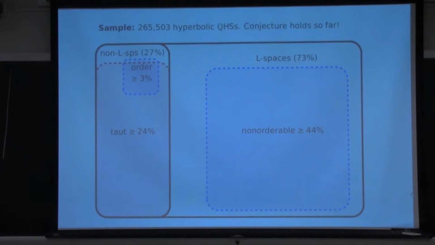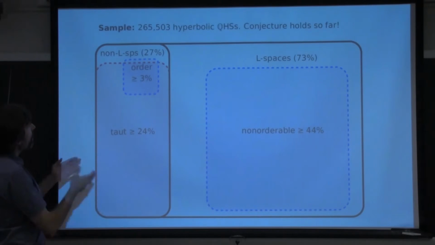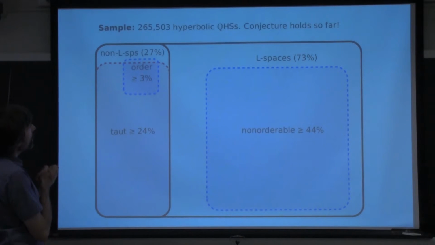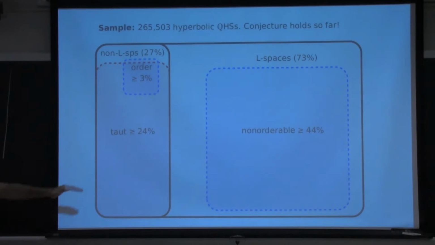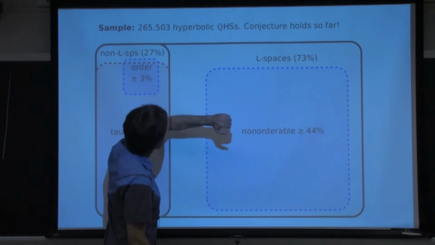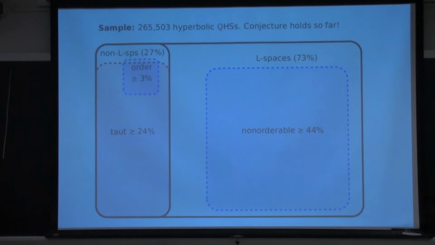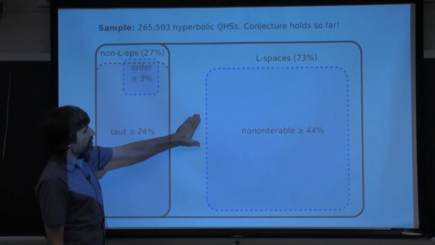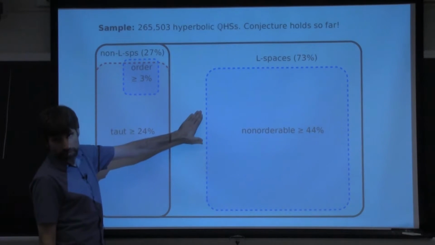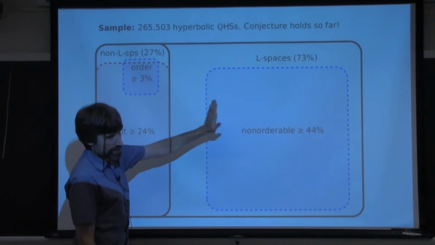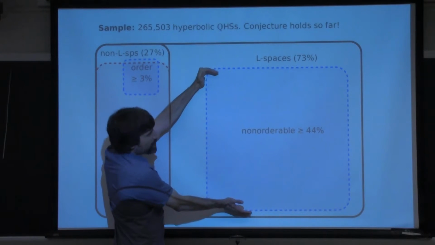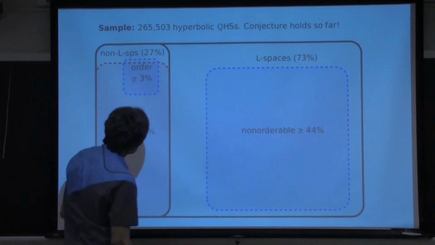So here are my results. I was able to determine exactly which of these guys are L-spaces and which are not. It turns out some 73% of them are L-spaces, and 27% of them are not. For the orderability, I can show that at least 44% of them have non-orderable fundamental group. So that's about 60% of the ones inside here. So anything in this box, the conjecture is true for.